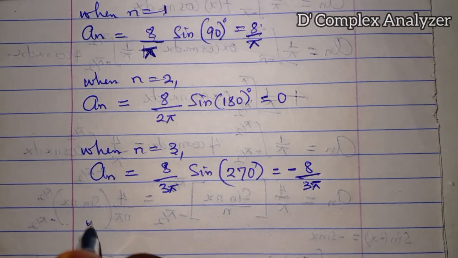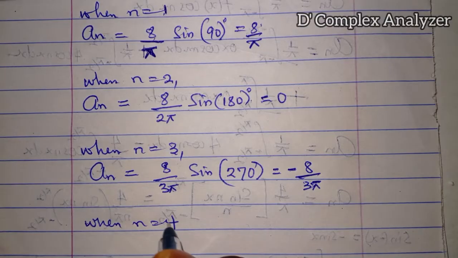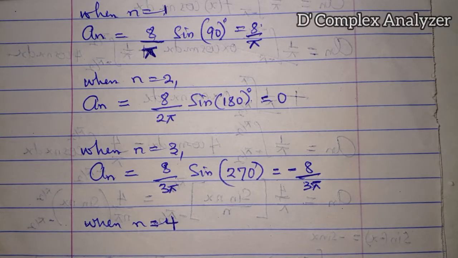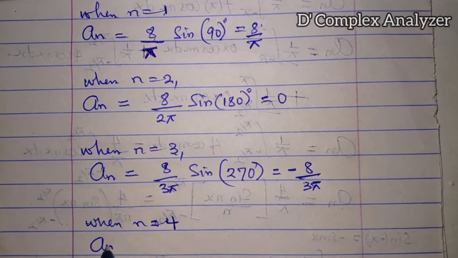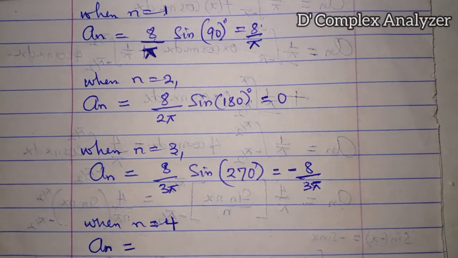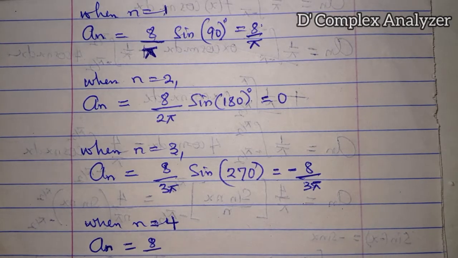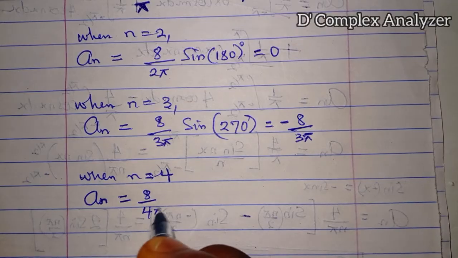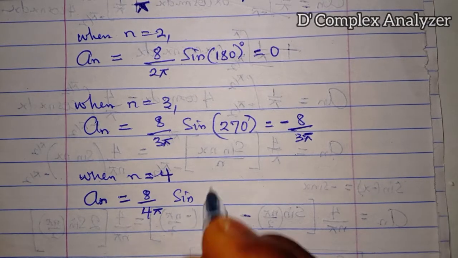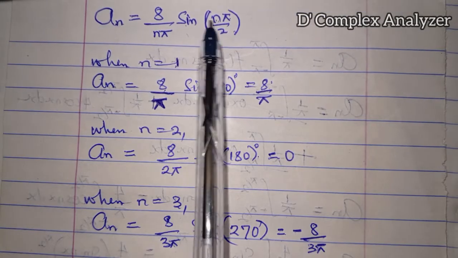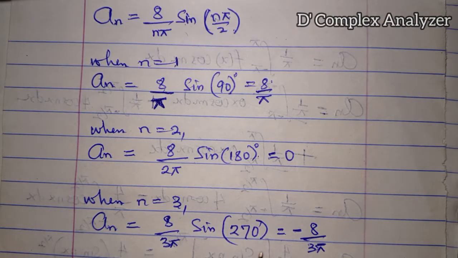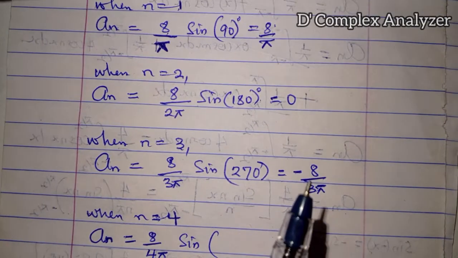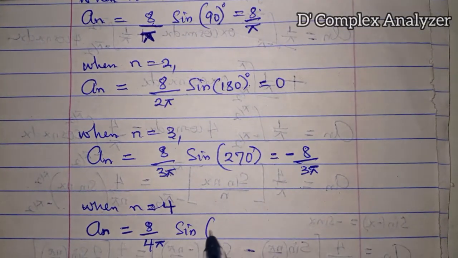What is a sub n when n is equal to 4? Actually, it will give us 0. Look at it. A sub n is equal to 8 over 4 pi times sine. If we put 4 here, 4 times 180 divided by 2 is 360. So when n is equal to 4, we are having sine 360 degrees here.